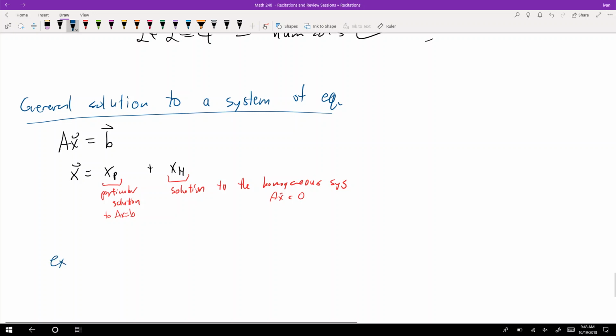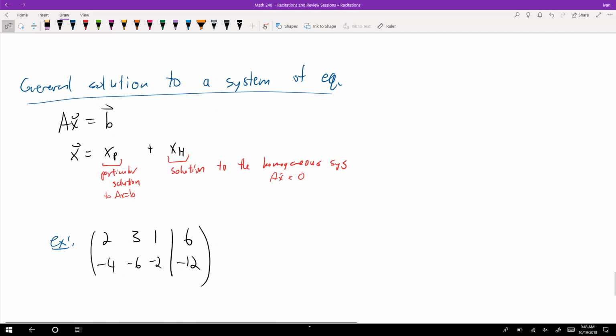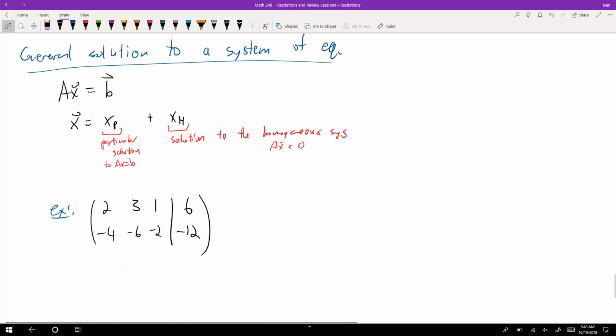So, for example, let's take this system of equations. So 2, 3, 1, big augmented line, and then 6. And let's do -4, -6, -2, -12. All right, so we want to find the solutions to the system. So xh is the homogeneous system. So we just rewrite the right-hand side to be zeros.